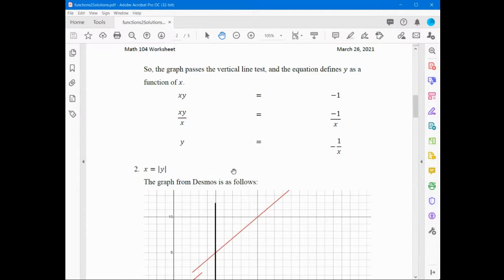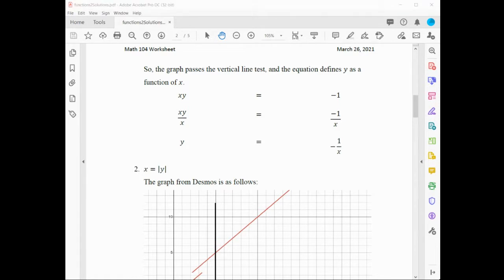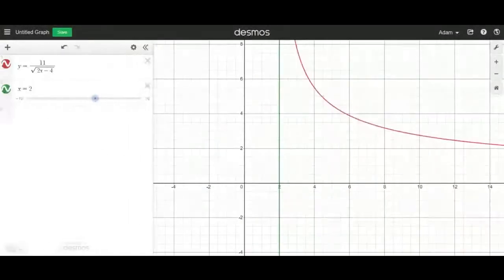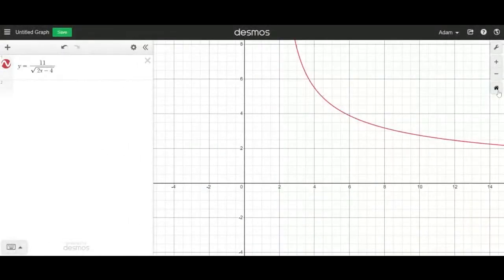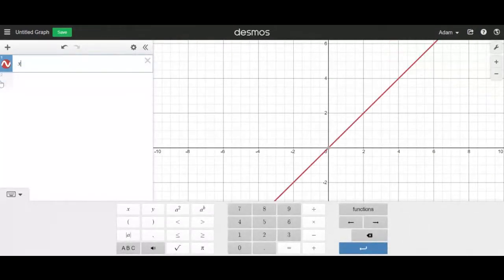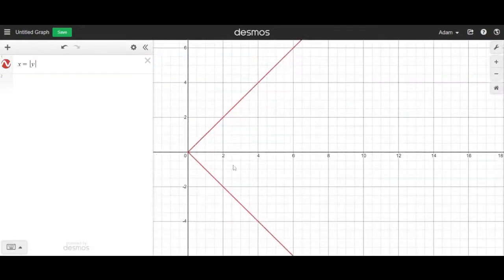For x equals the absolute value of y, it's not hard to graph that. Let me just show you quickly. You can graph it easily in Desmos. You could just do x equals, and type in the absolute value of y, and there you go. This is the graph we get. So we have x equals the absolute value of y.